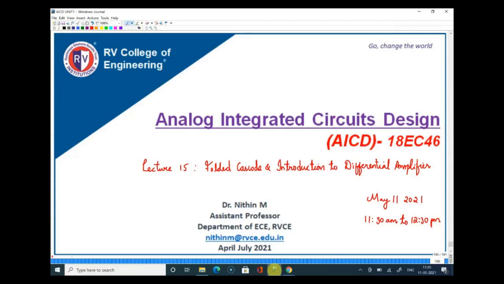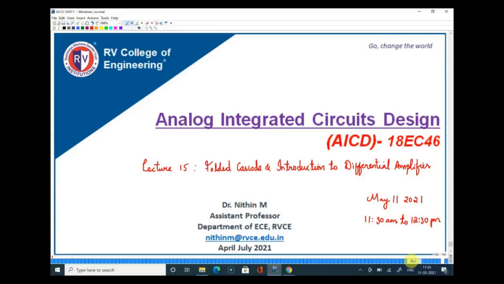In the previous class, we discussed the folded cascode structure. We'll continue the discussion for some time, and then we will start differential amplifier. I'll give you an introduction about differential amplifier.